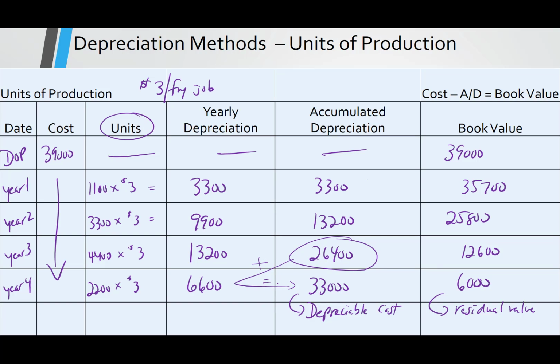So again, just like straight line, the units of production method must also work out. So we know again if our calculations are correct when we finish the schedule.